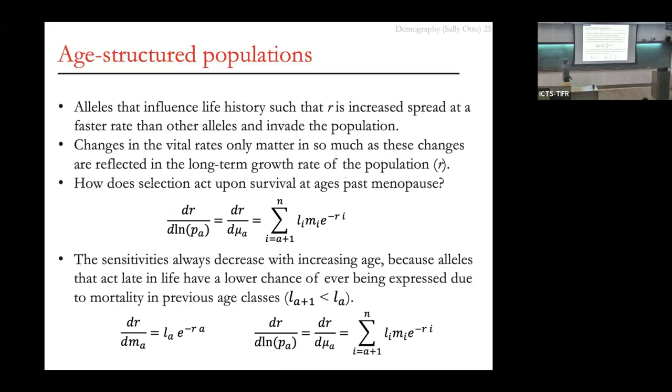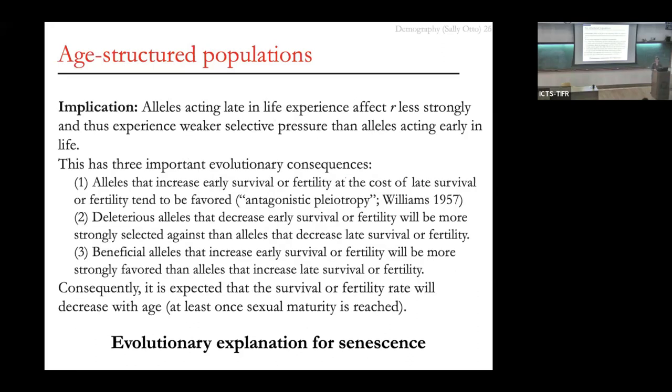So the sensitivities always decrease with increasing age, because alleles that act late in life have a lower chance of ever being expressed, due to the fact that it's hard to make it to old age. The implication of this is that alleles acting late in life affect R less strongly, and thus experience weaker selection than alleles acting early in life. And it has three important evolutionary consequences.